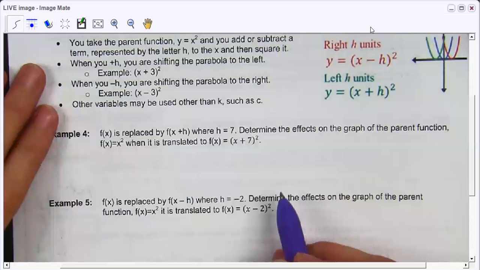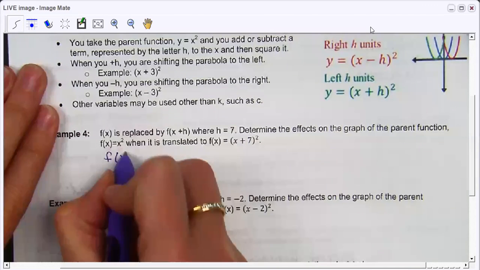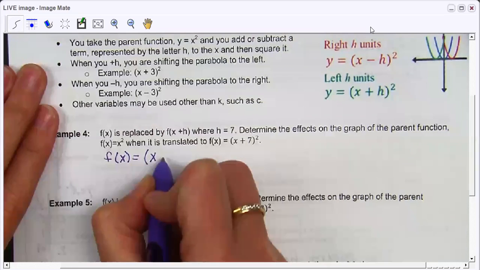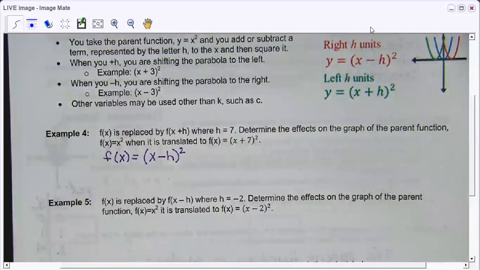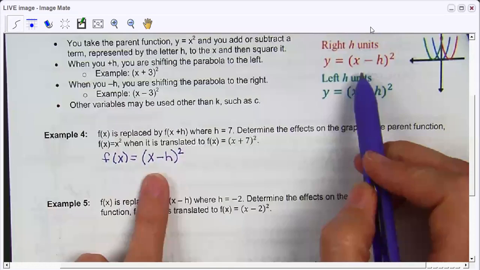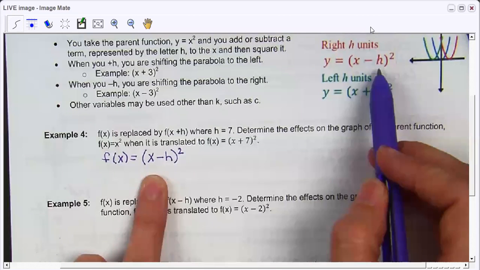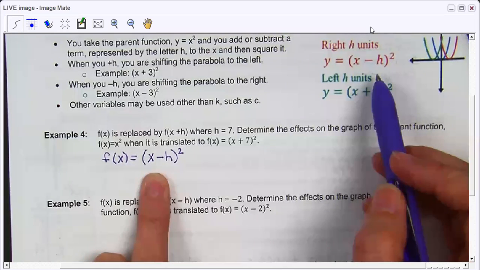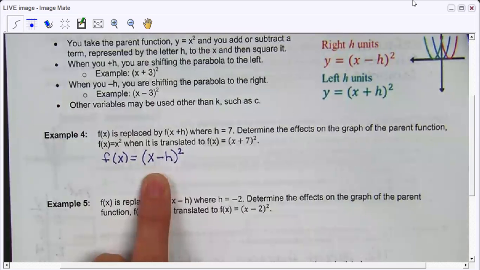Okay, so watch. Let me just show you. f of x equals (x minus h) squared, right? This is the formula. Is it for left or right? Oh, wait a minute. Let me pause this really quick, just to make sure.